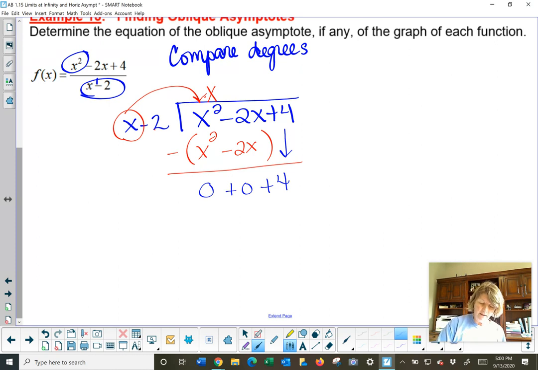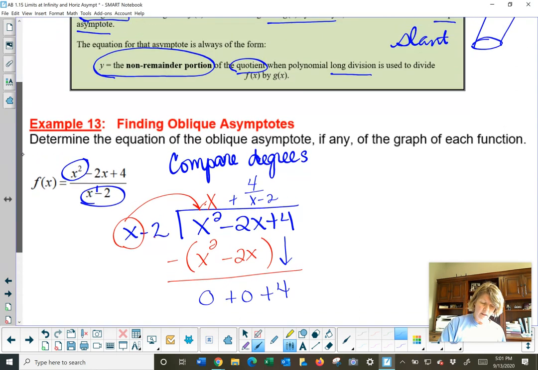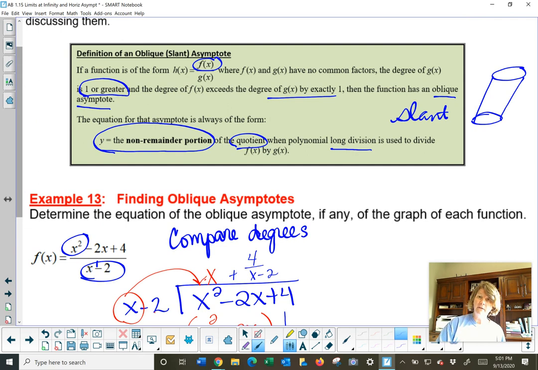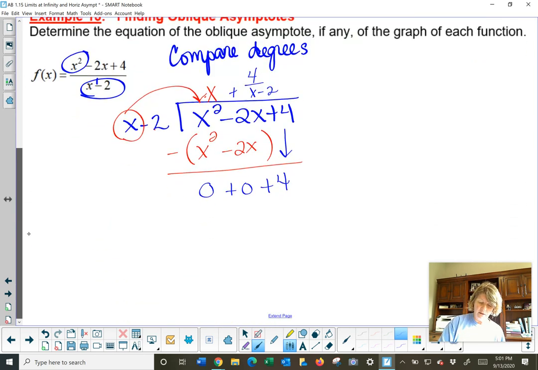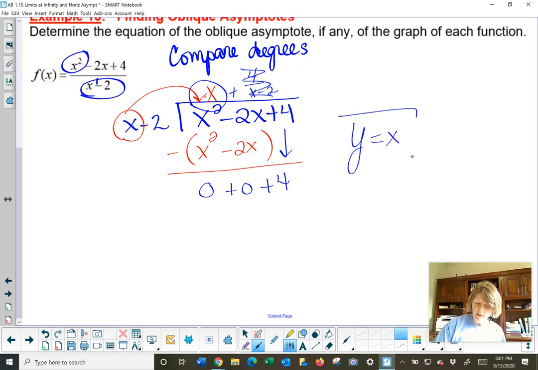So we know that this would be plus 4 over x minus 2. But in our instructions for the definition of oblique, it says the non-remainder portion is used. So I just ignore any remainders and I get the equation y equals x for my slant asymptote.